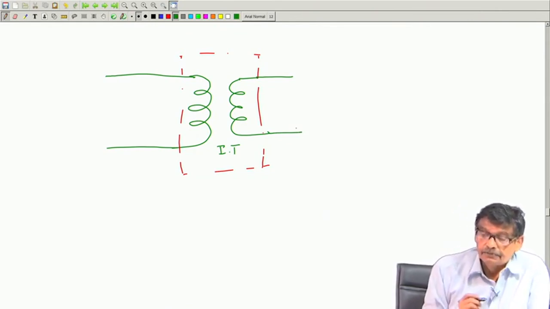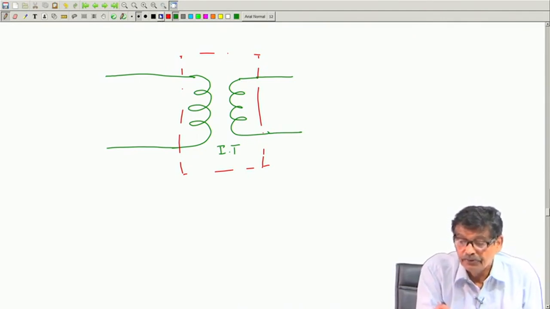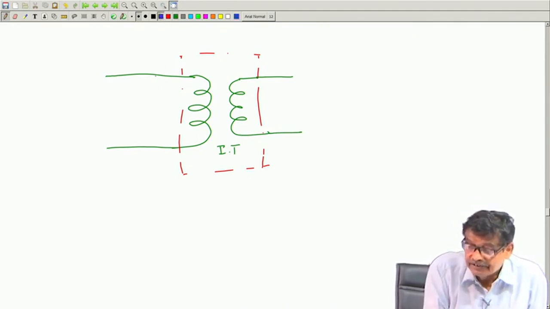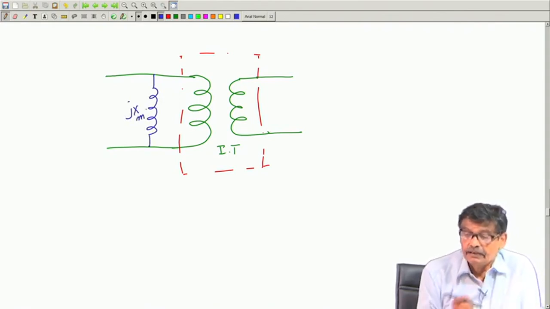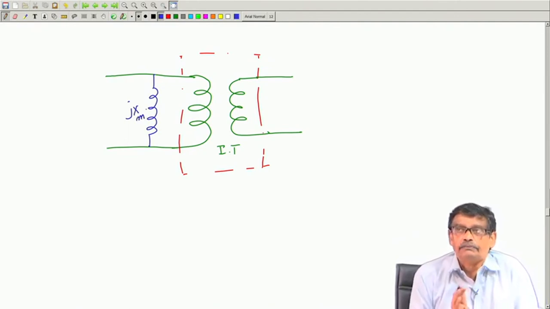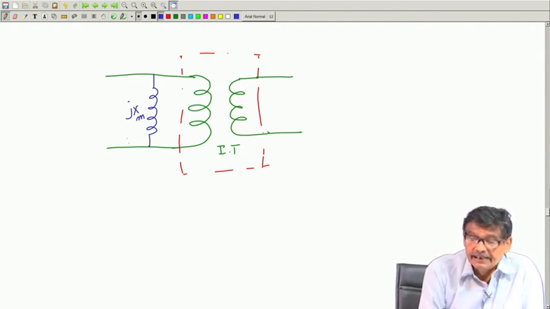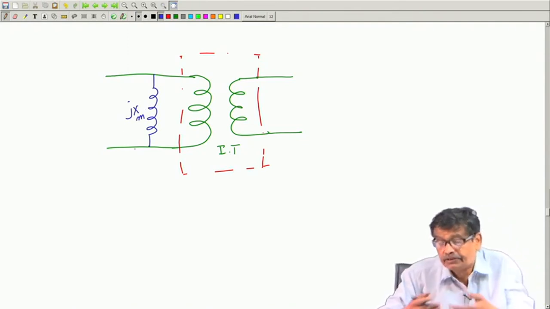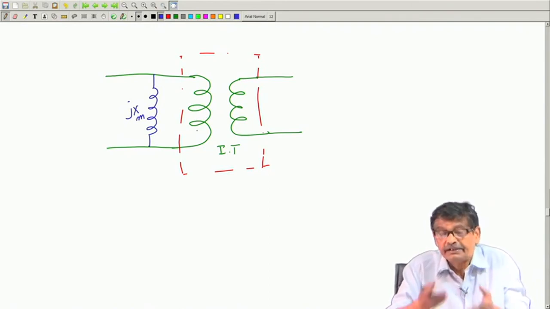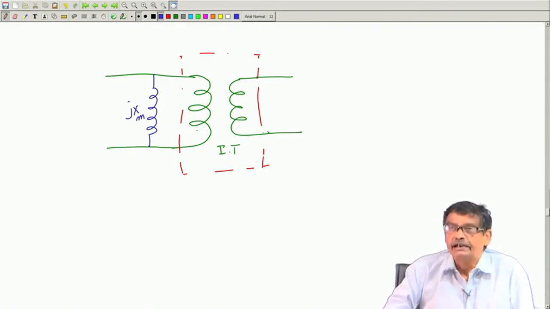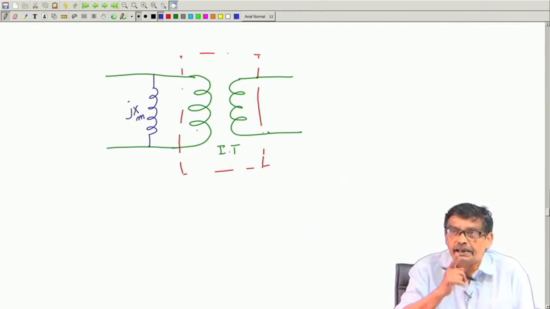This is an ideal transformer, and across it I will connect a reactance jX_M, a fixed reactance. Mind you, this is not the primary coil. This is a reactance added to an ideal transformer, and I am saying it will correctly represent a practical transformer which is having only finite magnetizing current.